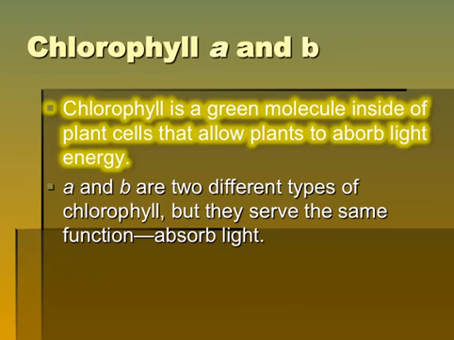Plants also have chlorophyll A and B. Chlorophyll is a green molecule inside of plant cells that allow plants to absorb light energy. A and B are 2 different types of chlorophyll, but they serve the same function. They both absorb light.